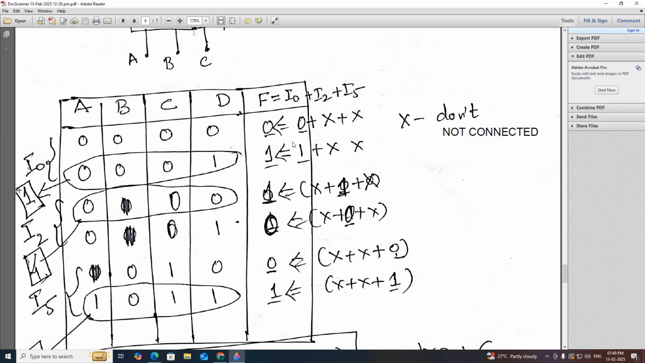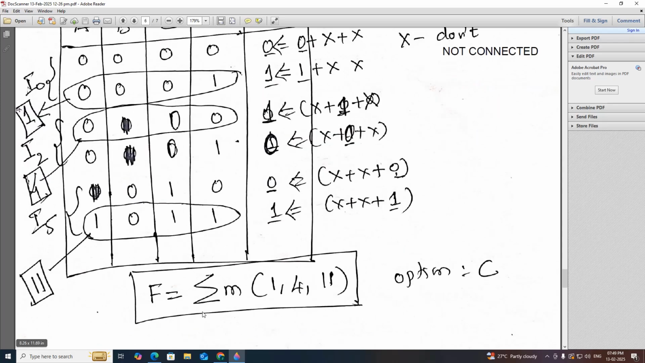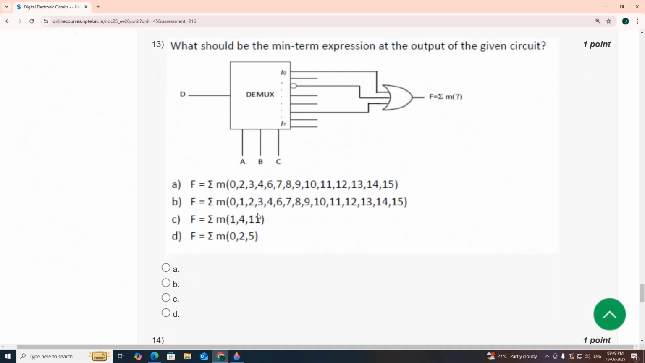So we have to identify the input combinations for which F is 1. F is 1, this combination. F is 1, this combination. F is 1, this combination. So what is this one? 0001 is 1, 0100 is 4, and then 0111 is 7. So 1, 4, 7. Option C.